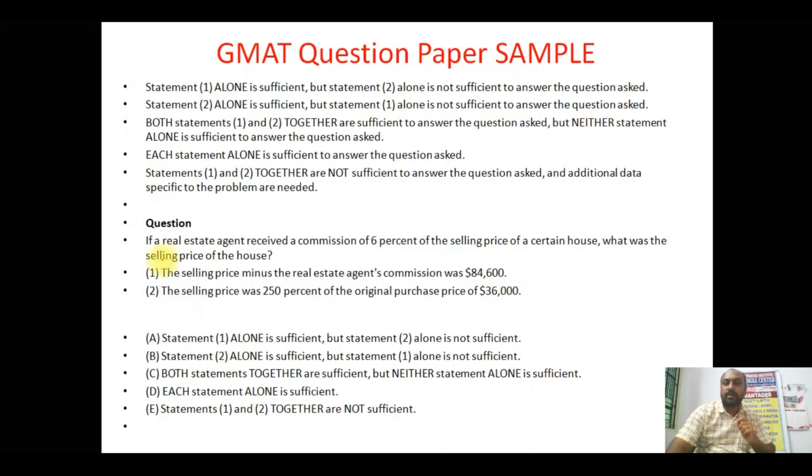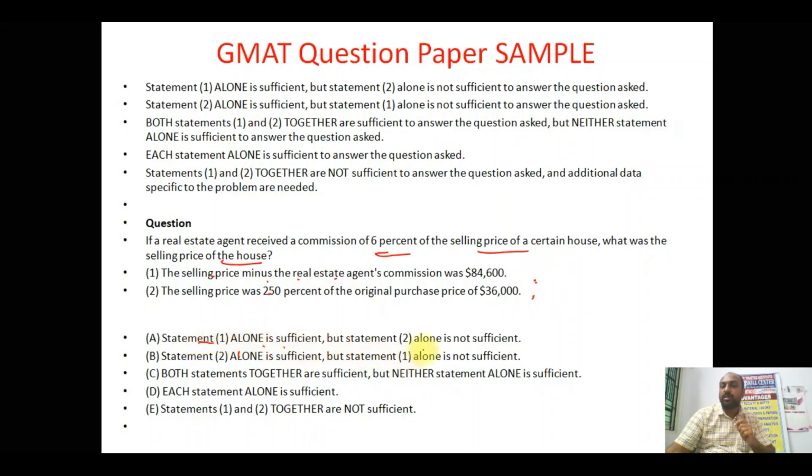And this is one question, data sufficiency kind of questions. Okay, if the commission is 6% of the selling price of a certain house, what was the selling price of the house? The selling price minus this, and the selling price 250 and so on, they have given. In order to get the answer for these questions, you should take this data, 2 data or 1 data alone, and which data it is, like that they will give common option statements.